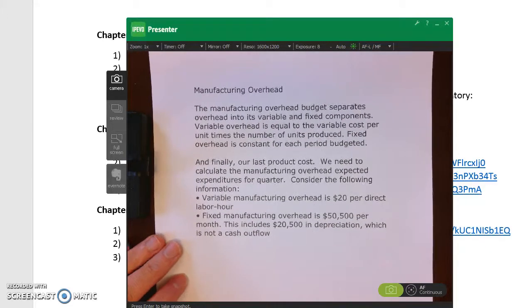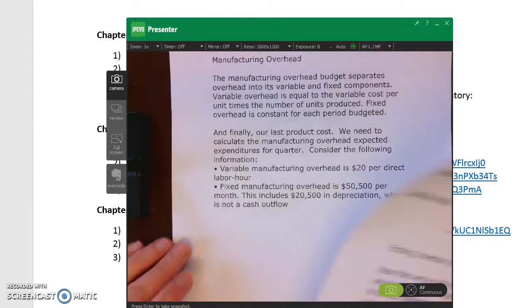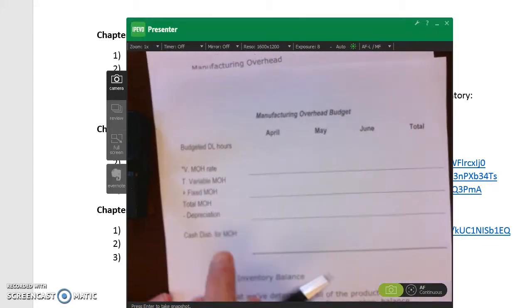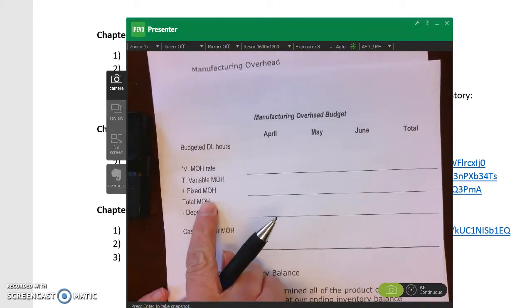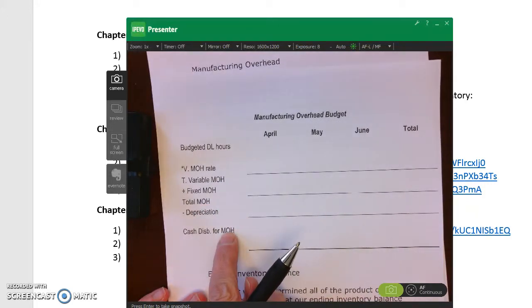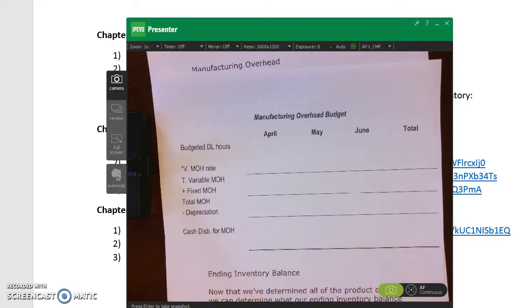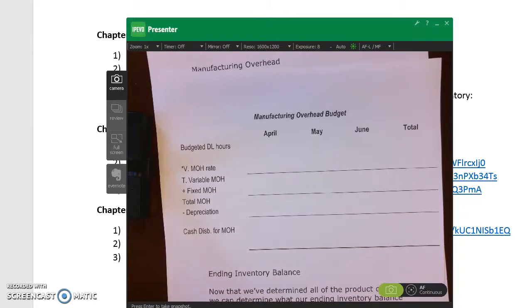Now, the reason that we want to know that is because we look on the next page to do our manufacturing overhead budget. You can see here's our total overhead, but then here's how much cash we pay for our overhead. So remember the journal entry to record depreciation is debit depreciation expense, credit accumulated depreciation. In that journal entry, there's no debit or credit at all to cash. It's a non-cash expense. So it does show up on the income statement, but it's a non-cash expense. So to get the cash disbursements right, we have to subtract it out of the total to get to the cash disbursements.